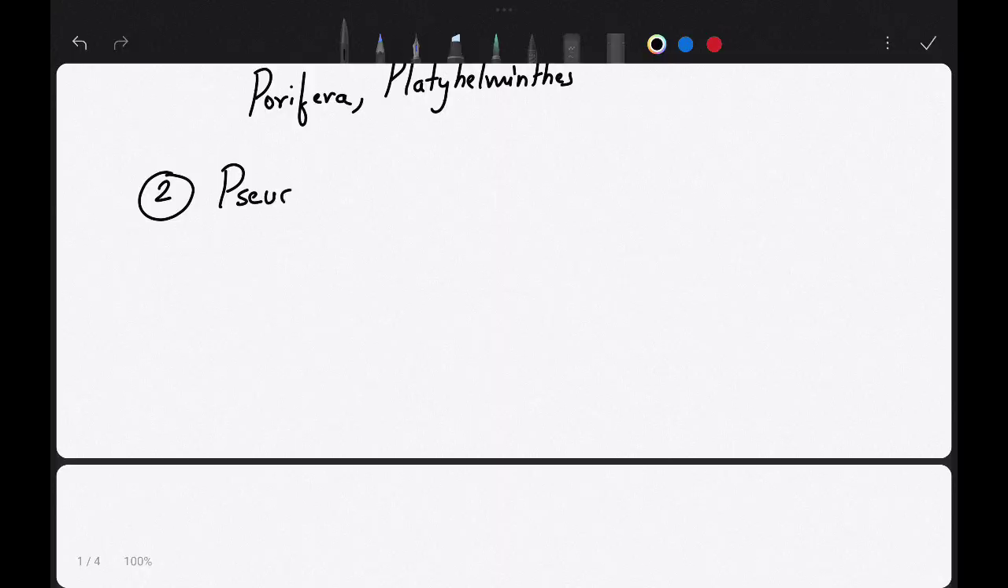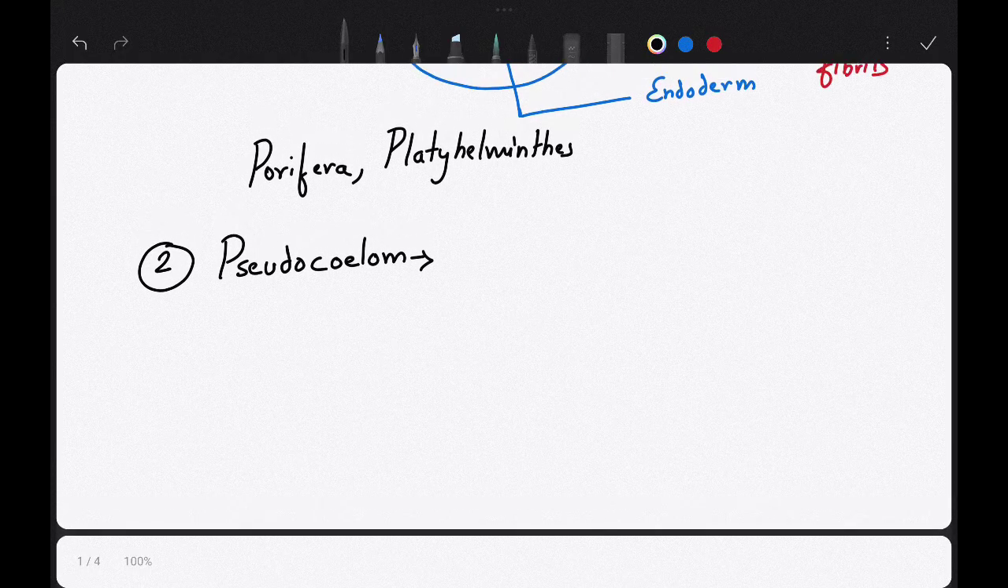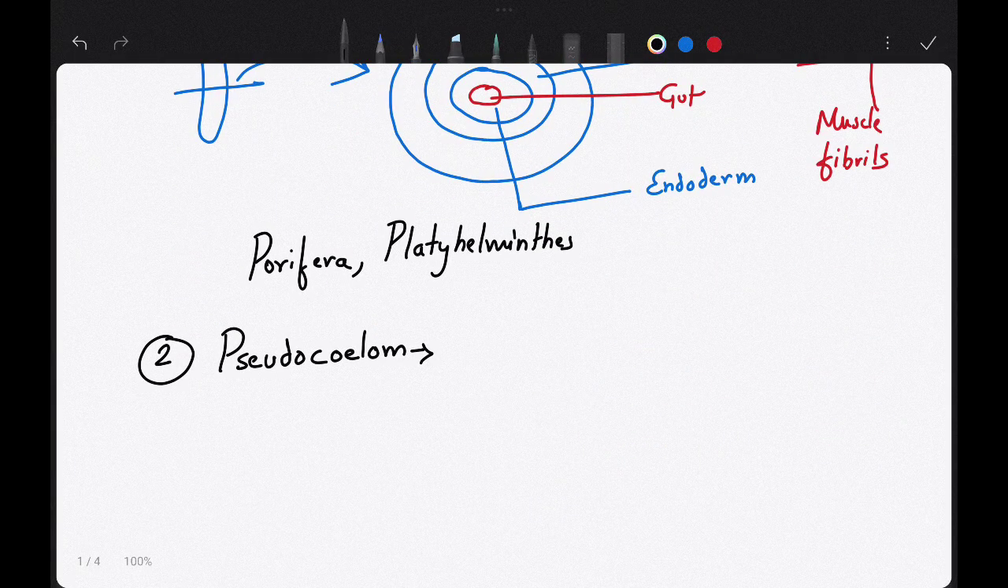Organisms that have a pseudocoelom are called pseudocoelomates. So we will learn about the pseudocoelom. Pseudocoelom means the false coelom. This is a false coelom.